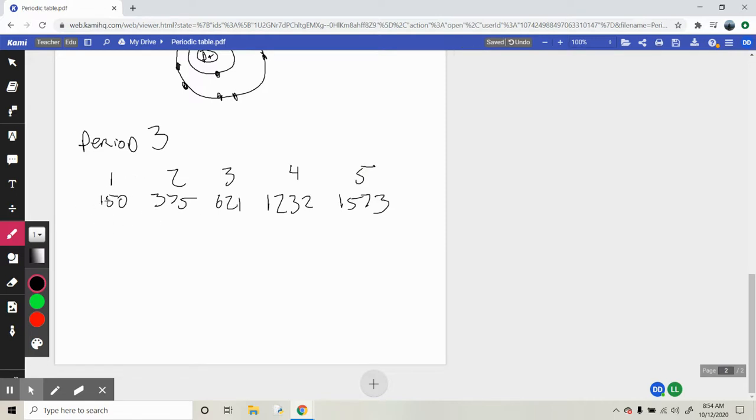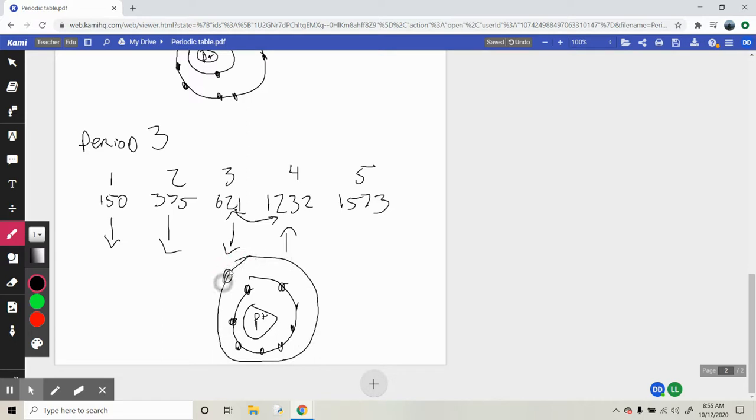Again, the first ionization energy is pretty low. Not a huge increase. 375, that's not a huge increase either. 375 to 621, not really, but it looks like we got a big increase from 621 to 1232. That is a big increase. So that means the first electron was easy to knock out, the second one was easy to knock out, the third one was easy to knock out, but then the fourth one was not easy to knock out, right? So that tells me that we had 3 valence electrons.